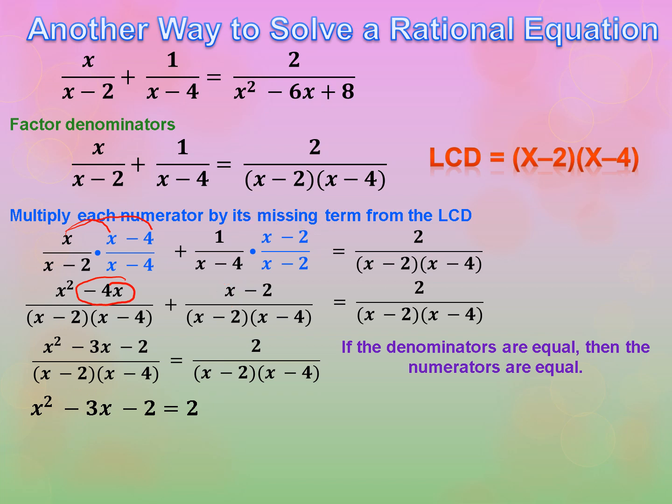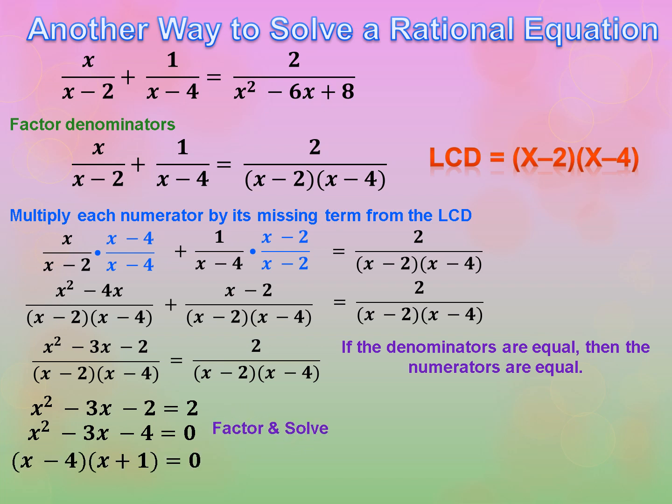Now, this is a quadratic trinomial, which means to factor a quadratic trinomial, it needs to equal 0. So I'm going to bring that 2 over to the left by subtracting 2 from both sides, and that becomes x squared minus 3x minus 4. Now it's time to factor. I need two numbers that multiply to make negative 4, but also add to make negative 3. So negative 4, positive 1.